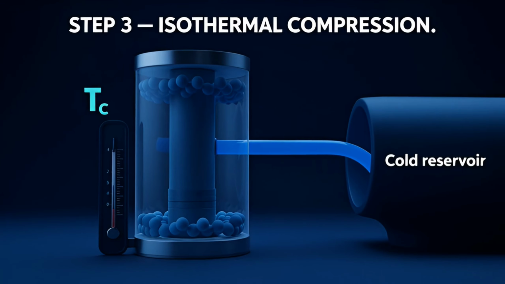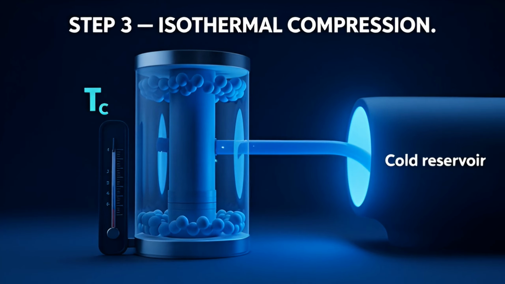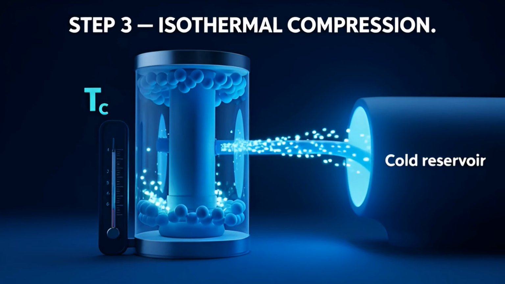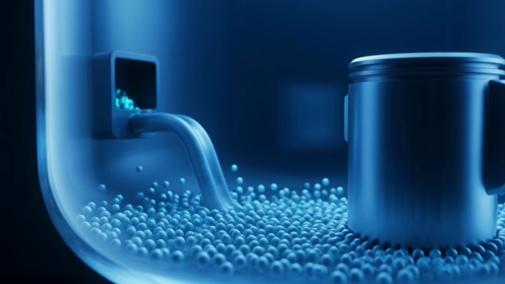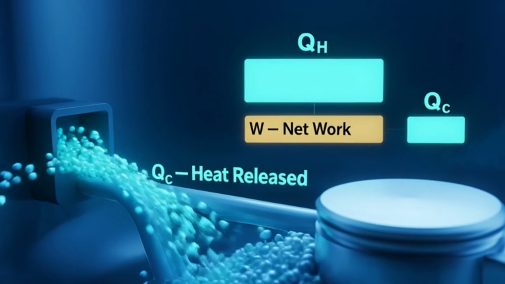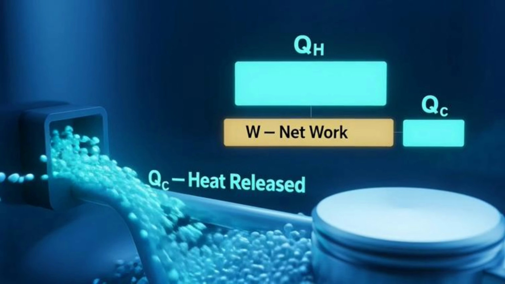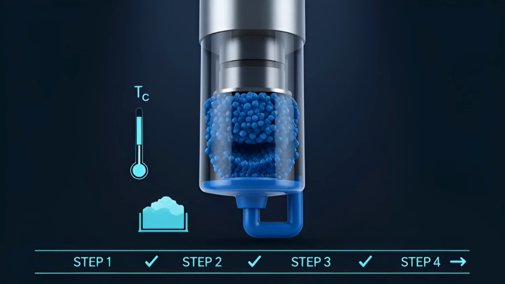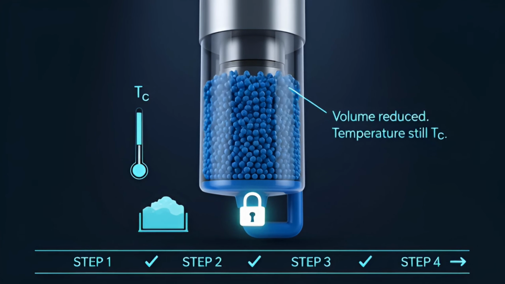Step 3. The cold reservoir connects. The piston compresses the gas and heat flows out into the cold reservoir at constant temperature. The heat leaving the system, QC, is less than the heat that entered. That difference is the net work the engine has performed over one cycle. Isothermal compression is complete. The gas has been partially compressed at constant temperature TC, with QC heat expelled.